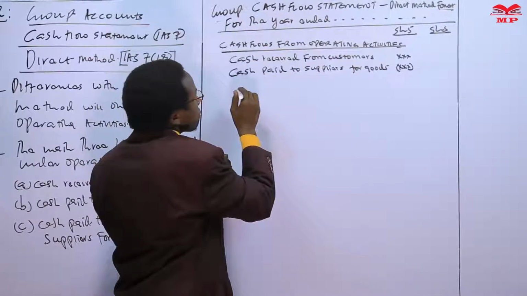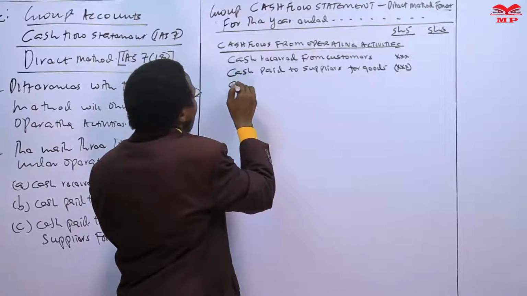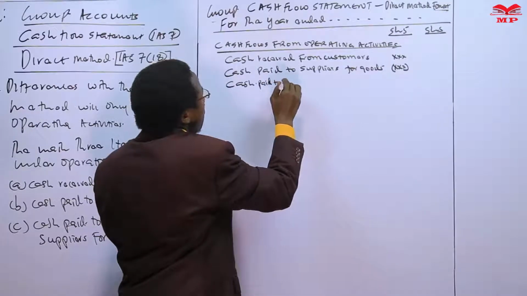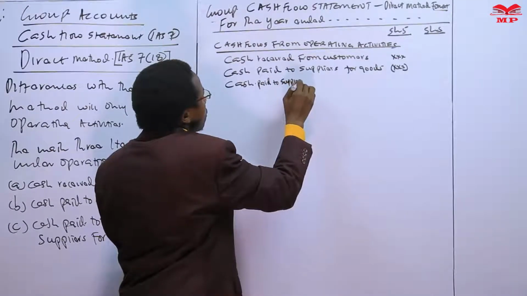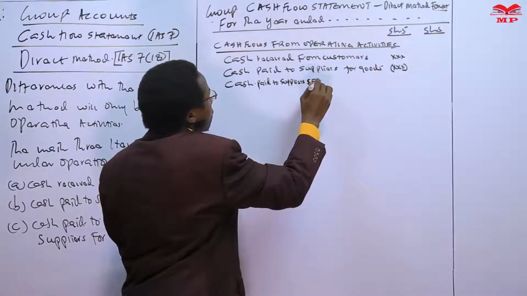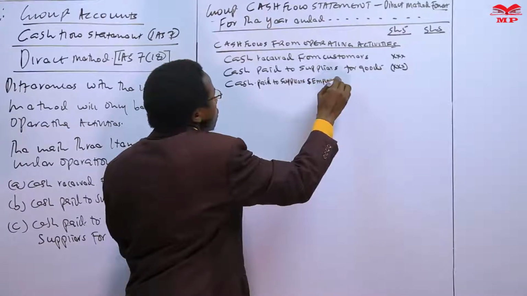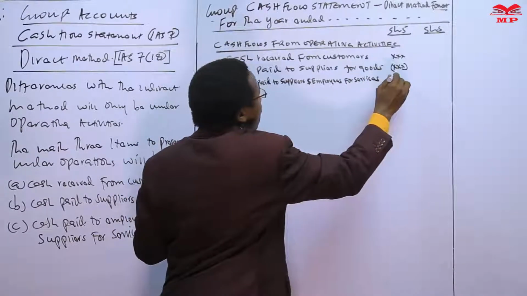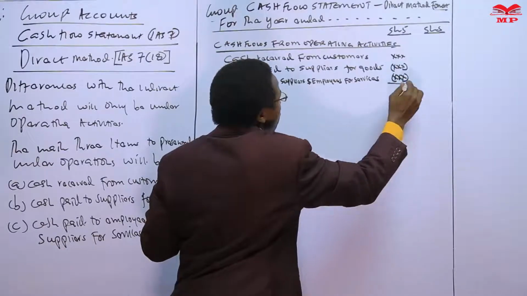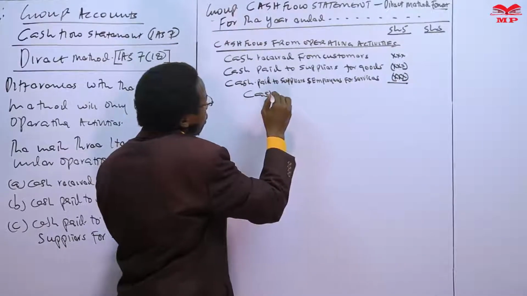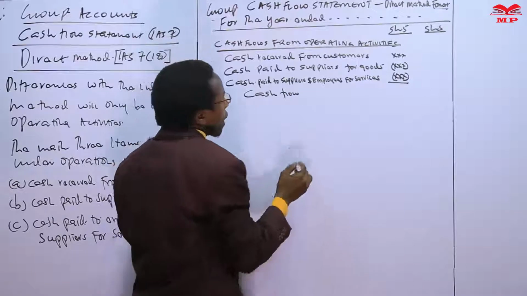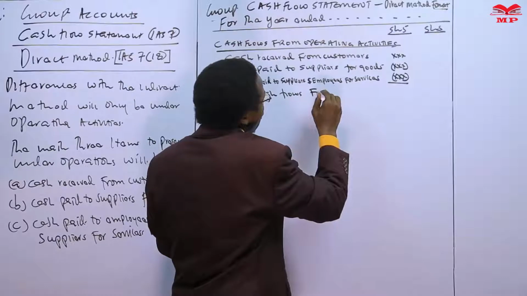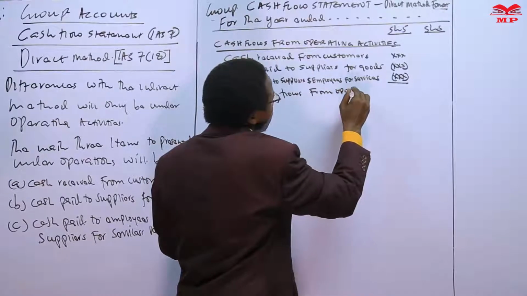Then we have the cash paid to suppliers and employees for services rendered. Then we have the cash flows from operations.